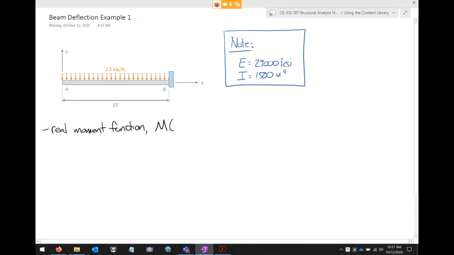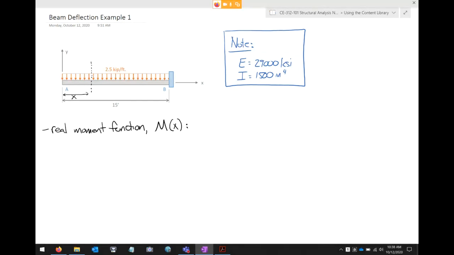And we'll call this capital M of x. Now, in order to determine a real moment function, I need to break out the secret weapon of structural engineering, which is a samurai sword. I need to cut a section through the beam. Where am I going to cut it? I'm going to cut it at some distance x.